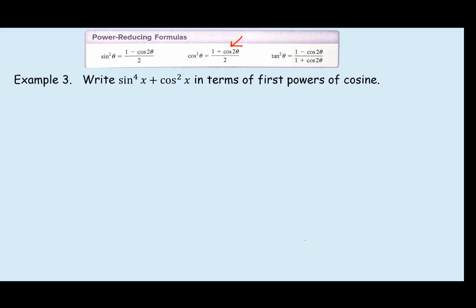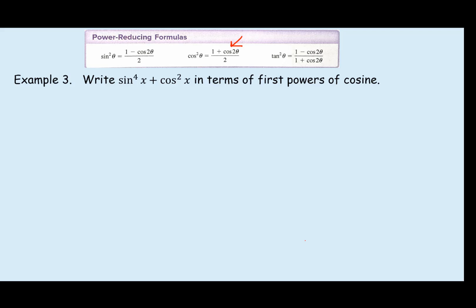So here they are, power reducing formulas. You've got sine squared theta equals 1 minus cosine 2 theta over 2. Cosine squared theta is 1 plus cosine 2 theta over 2. And tangent squared theta is 1 minus cosine 2 theta over 1 plus cosine 2 theta. So we're going to use those to reduce this expression, sine to the fourth x plus cosine squared x, down to just first powers of cosine.